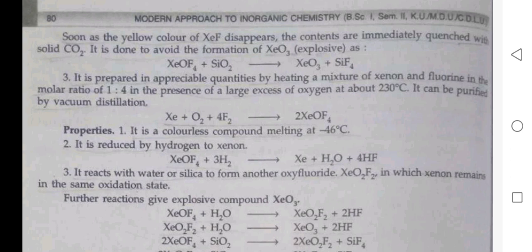It is prepared in appreciable quantity by heating a mixture of xenon and fluorine in the molar ratio of 1:4 in the presence of a large excess of oxygen at about 230 degrees Celsius. It can be purified by vacuum distillation. Property: it is a colorless compound melting at -46 degrees Celsius. It is reduced by hydrogen to xenon. It reacts with water or silica to form another oxyfluoride, XeO2F2, in which xenon remains in the same oxidation state.